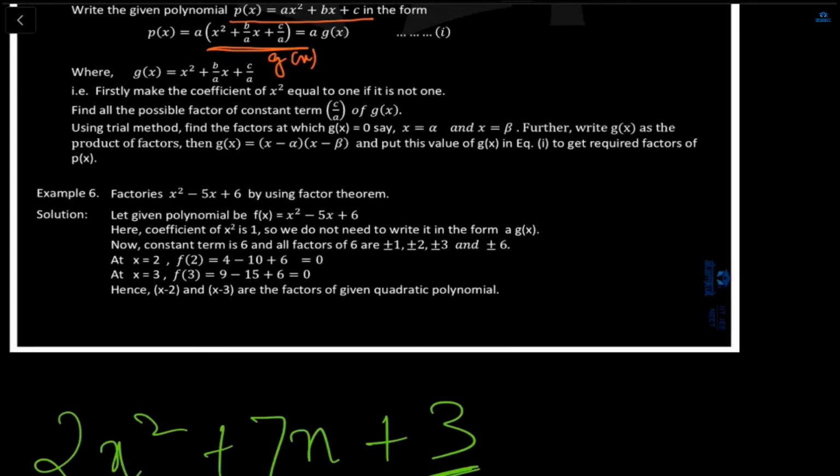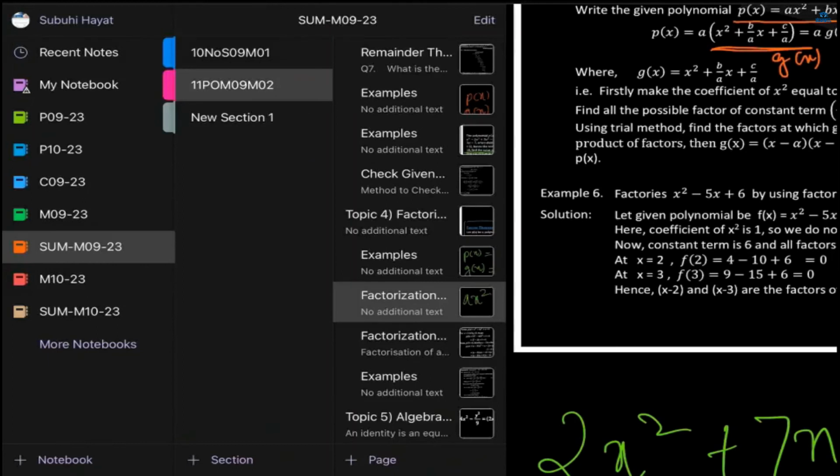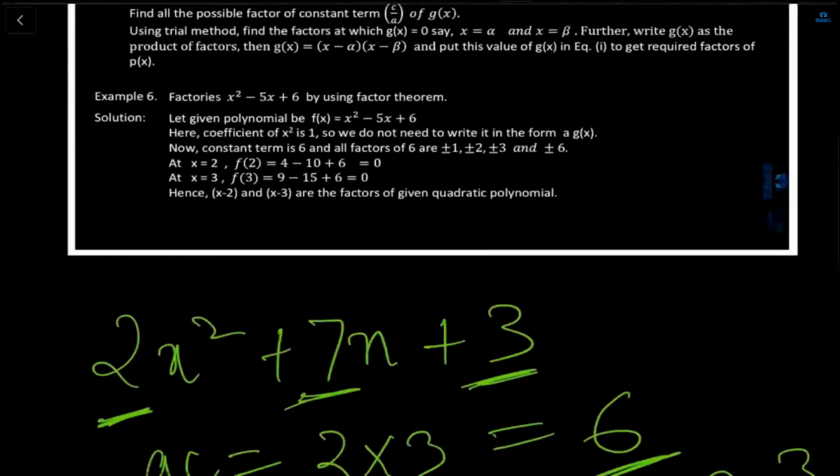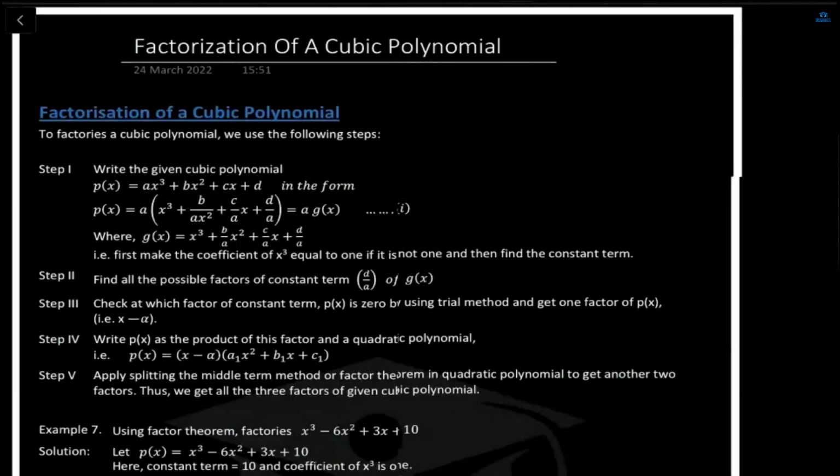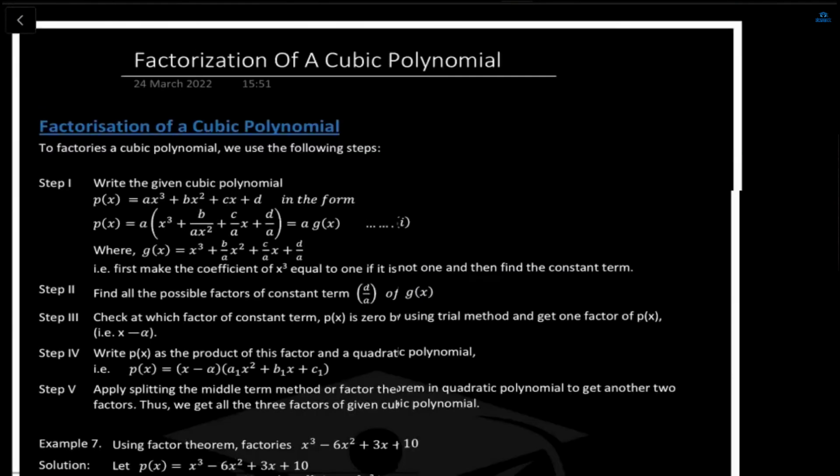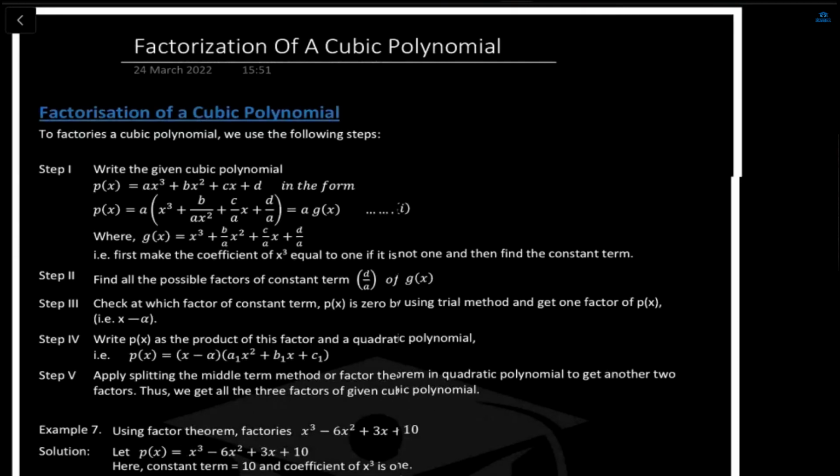Ma'am, can you give one more example for the factor theorem method? For factor theorem, yes. Okay, wait, let me see here. This is a cubic one. I will give you one more example for the factor theorem. Just a minute. Okay, thank you.